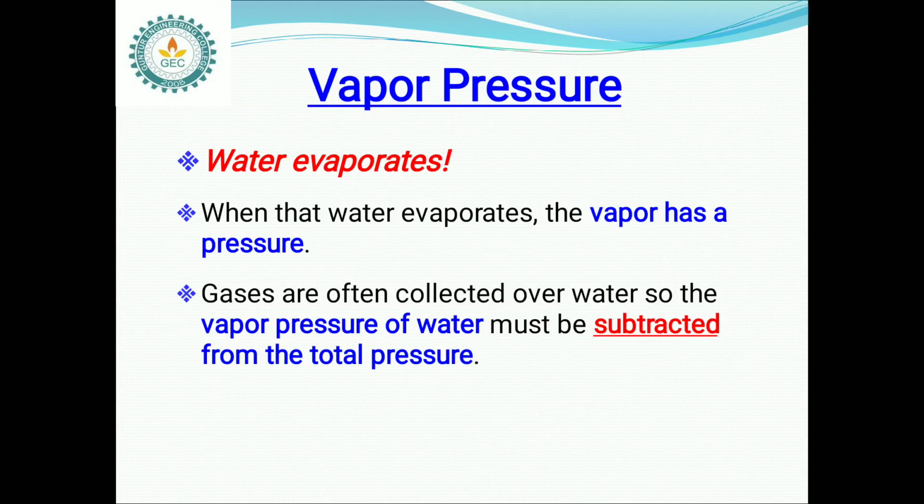Next one, vapor pressure. When the water evaporates, the vapor has a pressure. Gases are often collected over water, so the vapor pressure of water must be subtracted from the total pressure. Here, what is the meaning of this first point? When the water evaporates, the vapor has pressure.